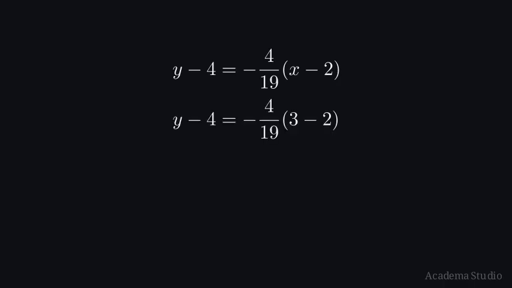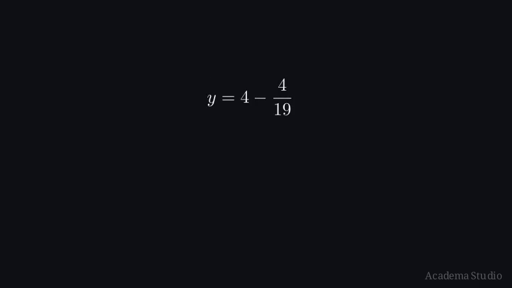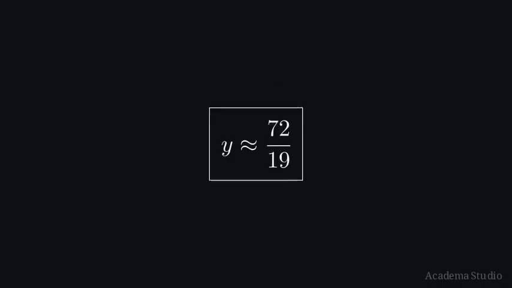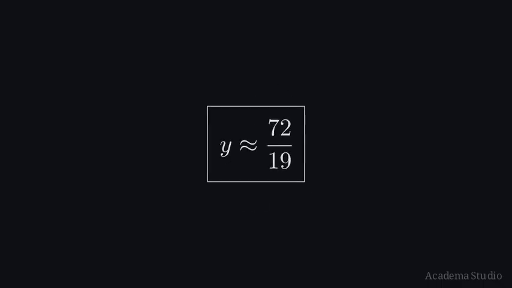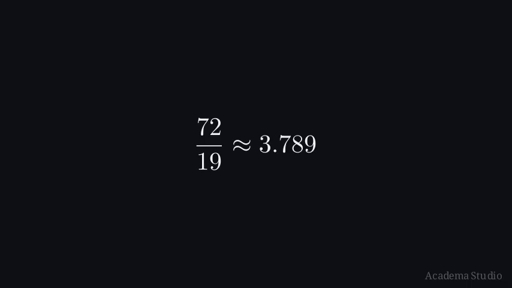Y minus 4 equals negative 4 over 19 times 3 minus 2, which simplifies to negative 4 over 19. We substitute 3 for x. The tangent-line approximation gives 72 over 19. The final answer is y equals 72 over 19. The approximate y-coordinate is about 3.789. So the nearby point on the curve with x equals 3 has an approximate y-coordinate of 3.789.